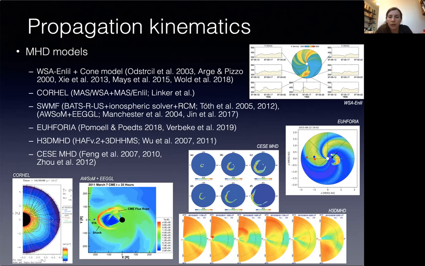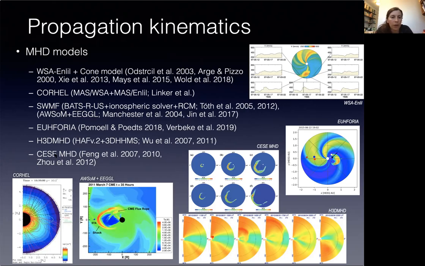CORHEL by Linker and collaborators at Predictive Science. The Space Weather Modeling Framework, including various coupled components. Several of them are based on the BATS-R-US code. EUHFORIA by Pomoell and Poedts, to which Verbeke et al. added a magnetized CME to replace the cone model typically used by ENLIL.